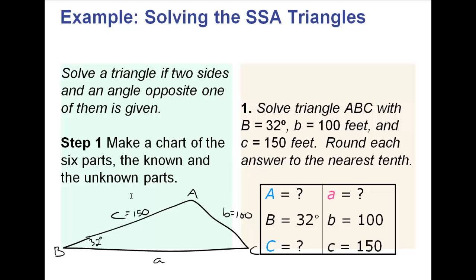So don't worry so much about how many you might have. Just know that there is a possibility of 0, 1, or 2, so you have to keep that in mind when you're trying to solve these things.